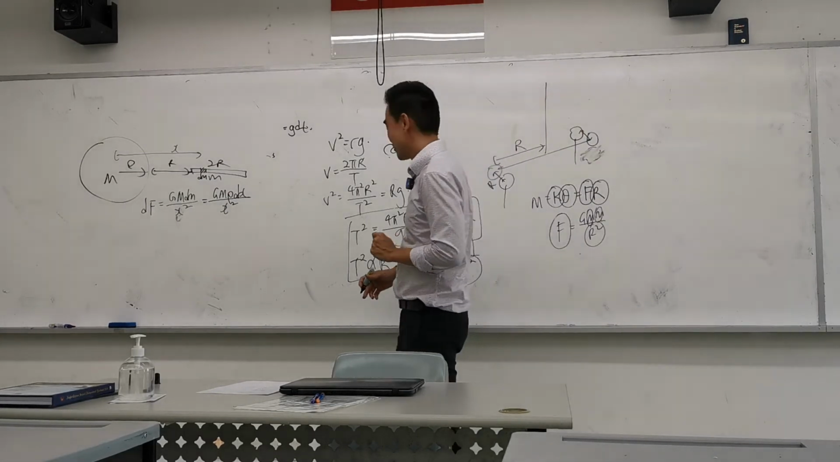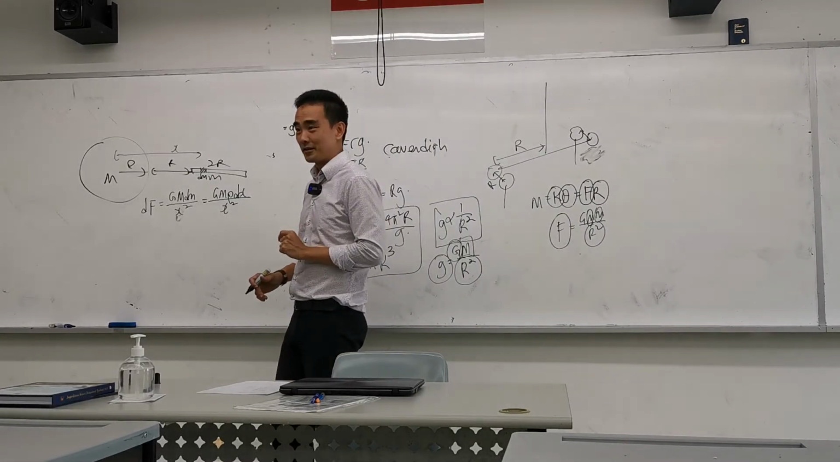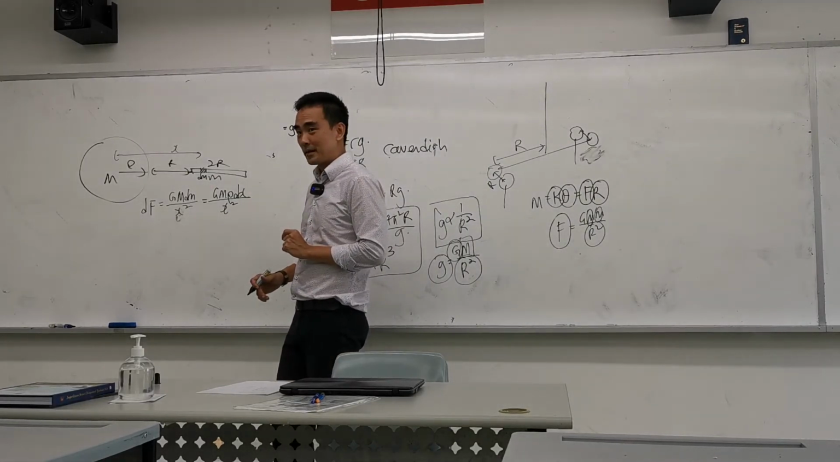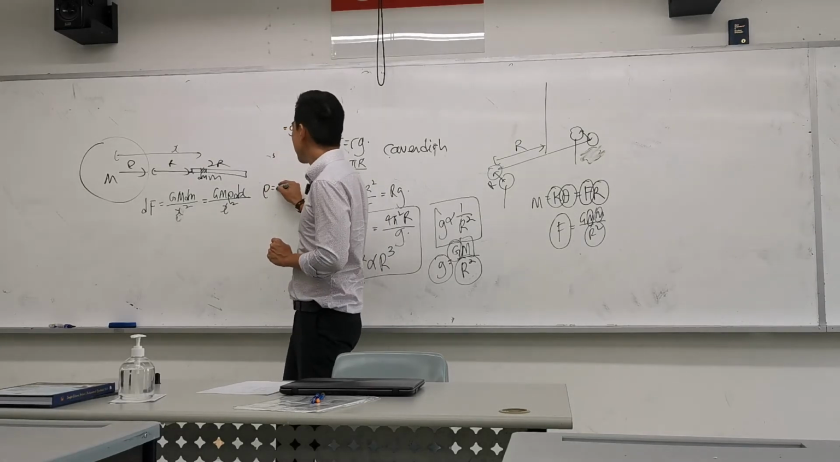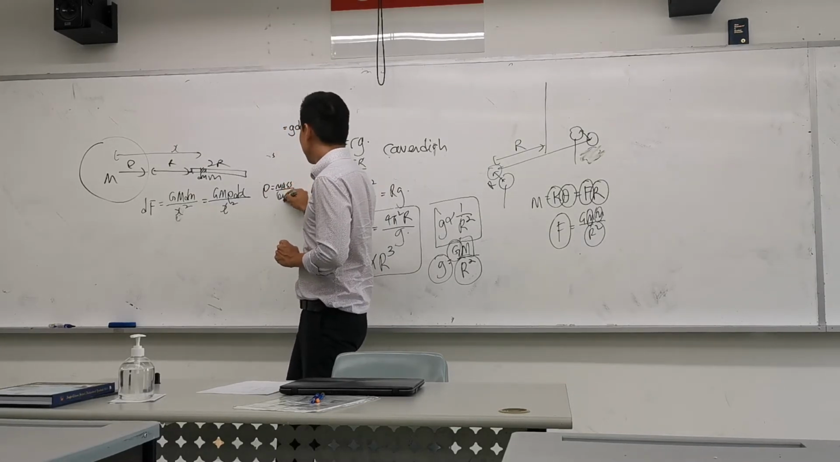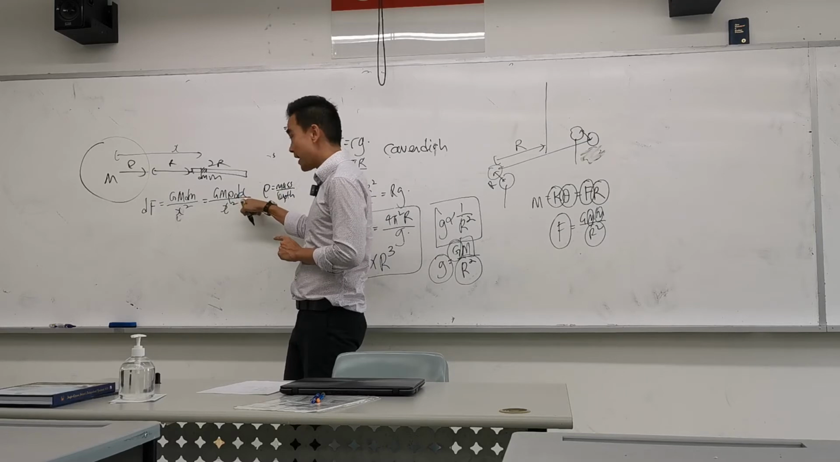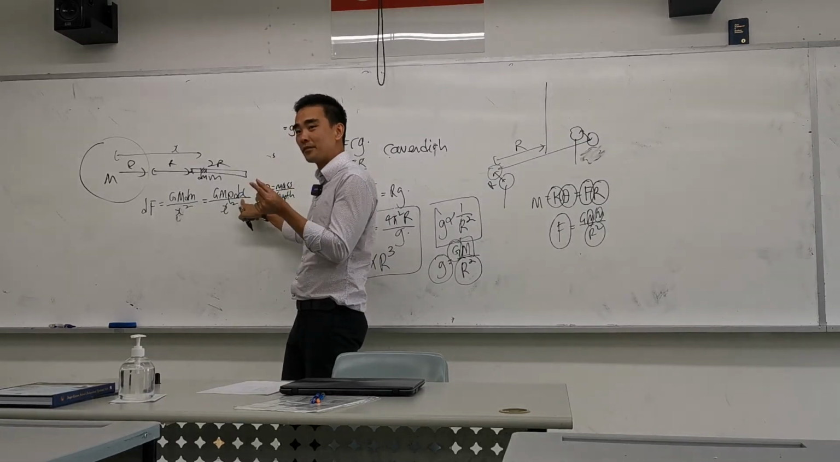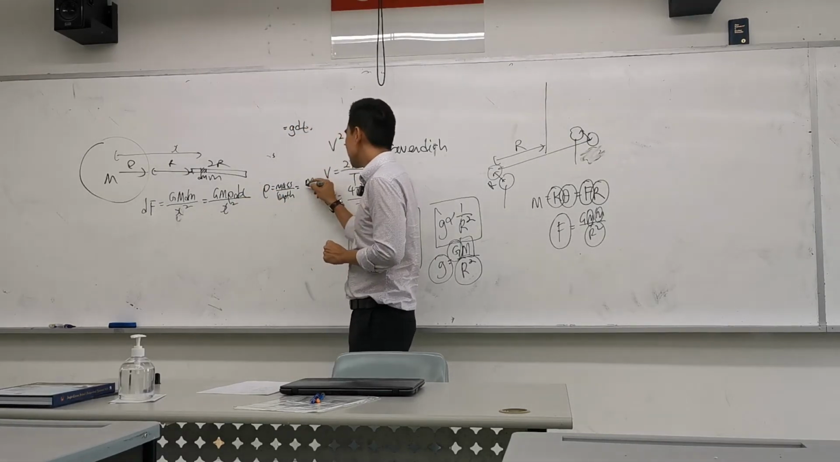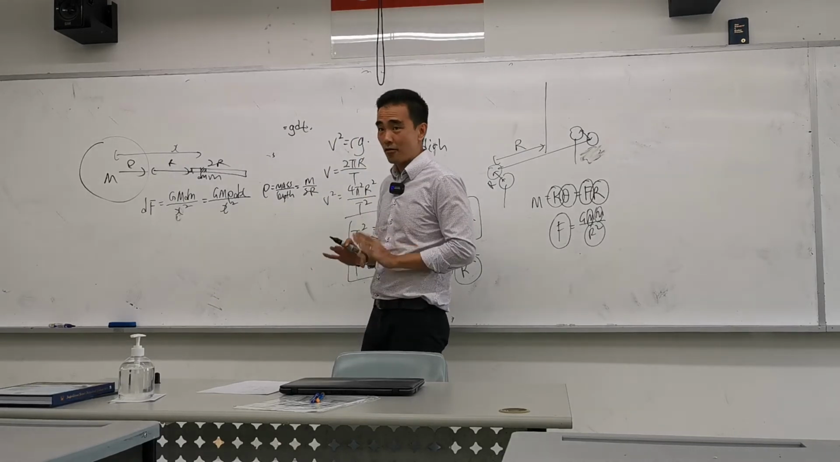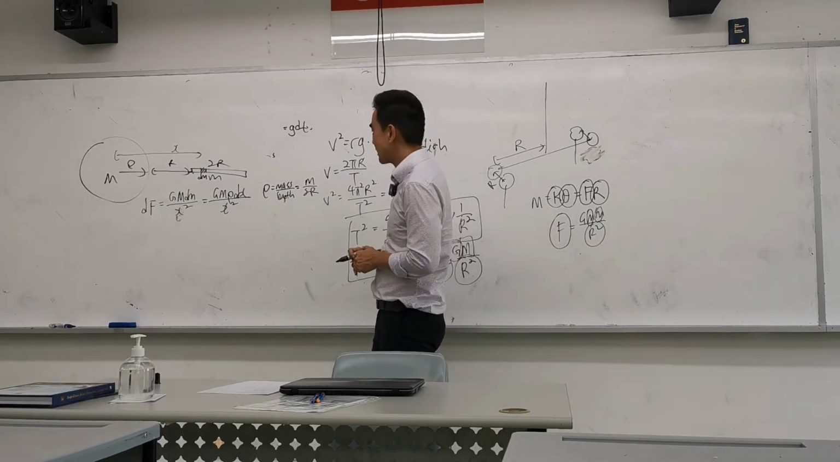Yes, it is possible if I want to make your life even more interesting. The rho is actually mass per length. So mass per length times the length will give you that small mass dm. And the mass per length in this case is m upon 2r. We'll put that back later on.